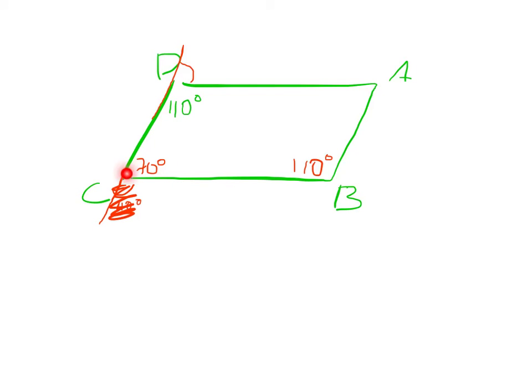So now, since we know this angle, the non-adjacent corners, their angles are always the same. So this will be 70. And again, in a four-cornered figure like this, the angles always have to equal 360 degrees. And if we add these up, this will be 180, this will be 180. 180 plus 180 is 360. So in this case, we would say that angle D equals angle B, and angle C equals angle A.